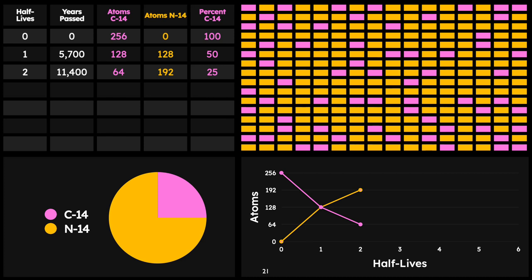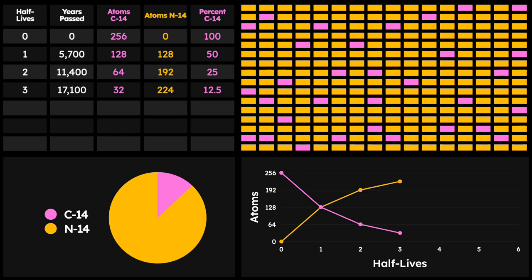And you can see that clearly with the rectangles. We have more yellow or nitrogen now and less pink carbon. And you can see with the line chart, the nitrogen, the yellow line, is increasing and the pink line is decreasing. Fast forward another half-life, another 5,700 years. Now 17,100 years has gone by.